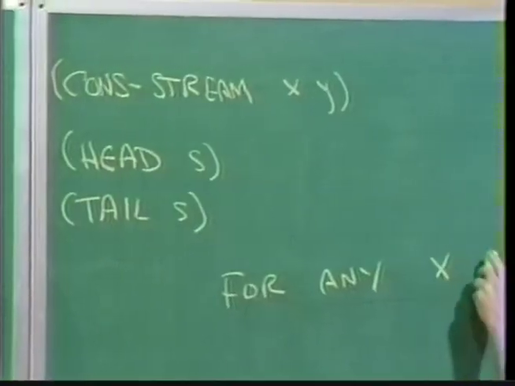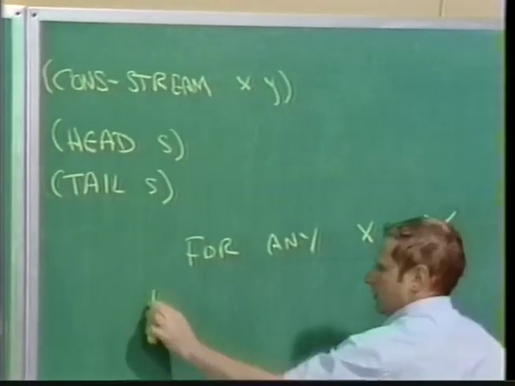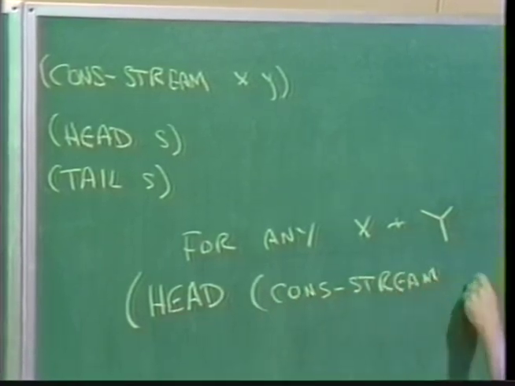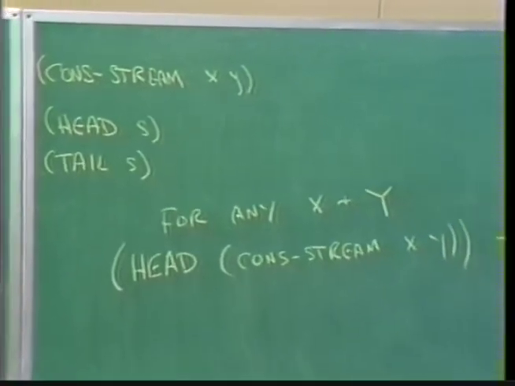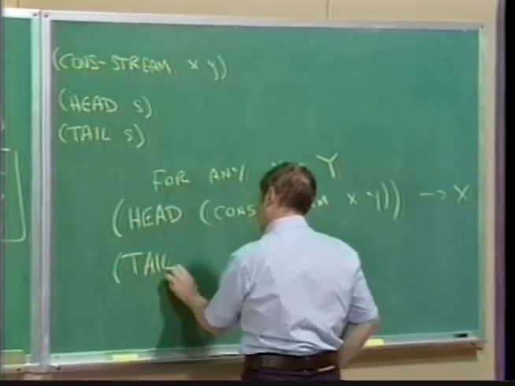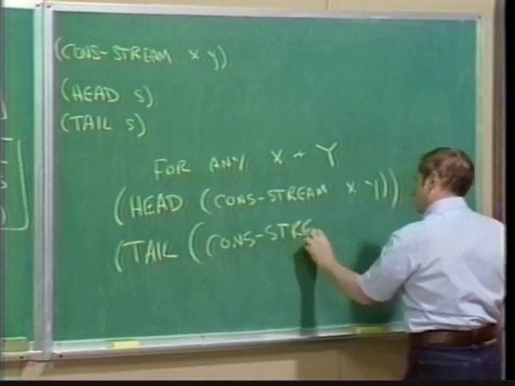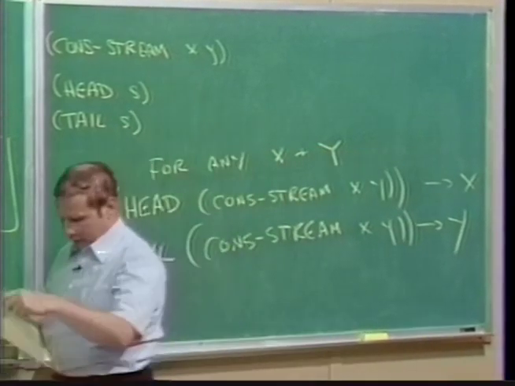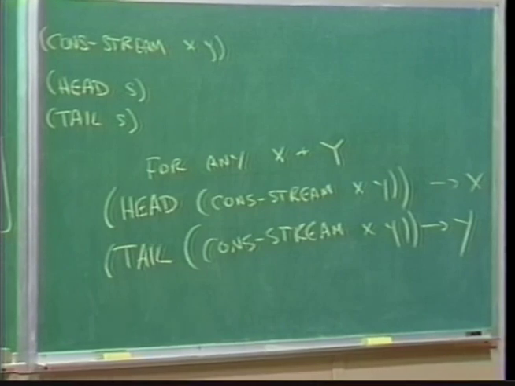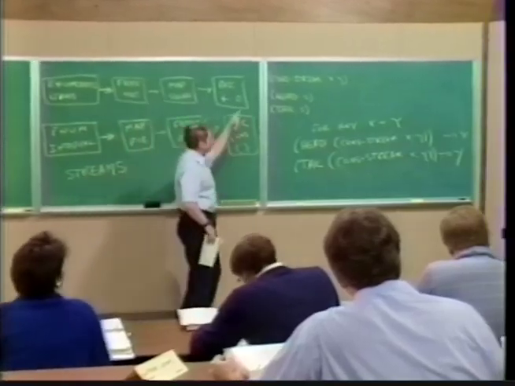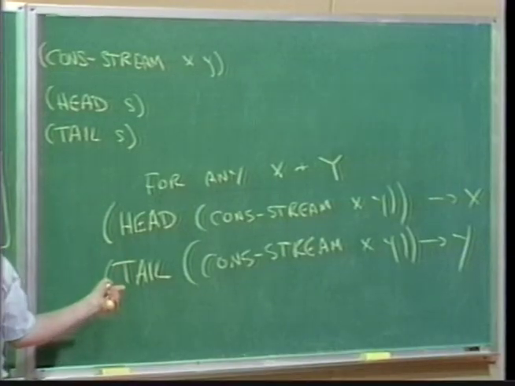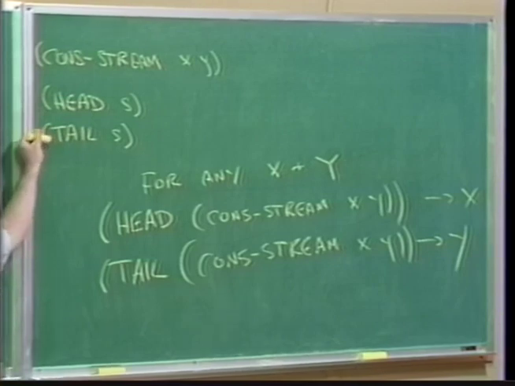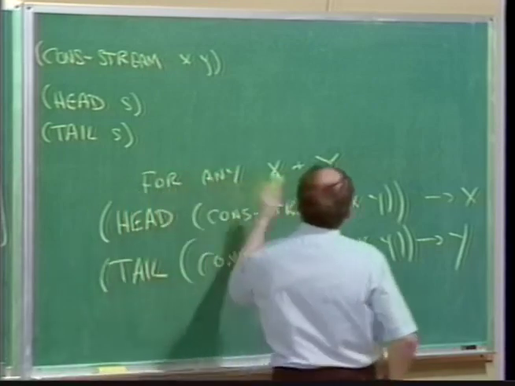And it's going to be, for any x and y, if I form the constStream and take the head of constStream of x and y, it's going to be x, and the tail of constStream of x and y is going to be y. So those are the constructor, two selectors for streams, and an axiom. There's something fishy here. You might notice that these are exactly the axioms for cons, car, and cdr. If instead of writing constStream, I wrote cons, and I said head was the car and tail was the cdr, those are exactly the axioms for pairs. And in fact, there's another thing here. We're going to have a thing called the empty stream.